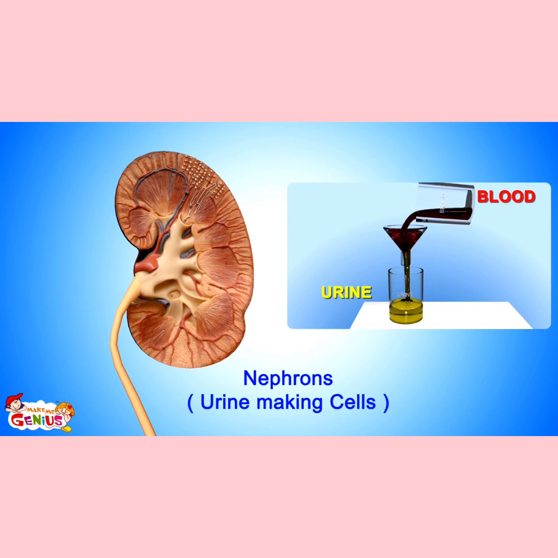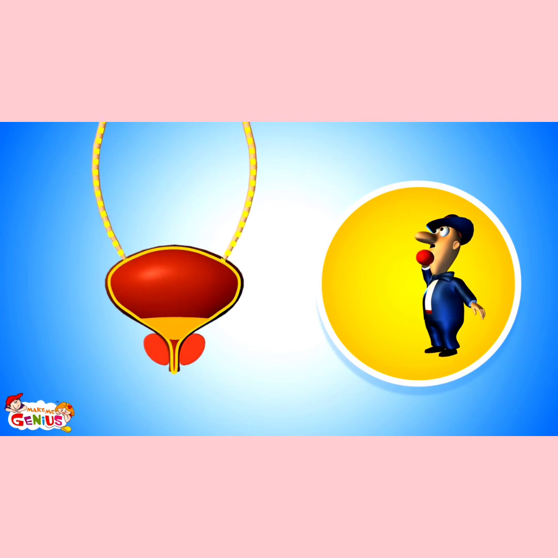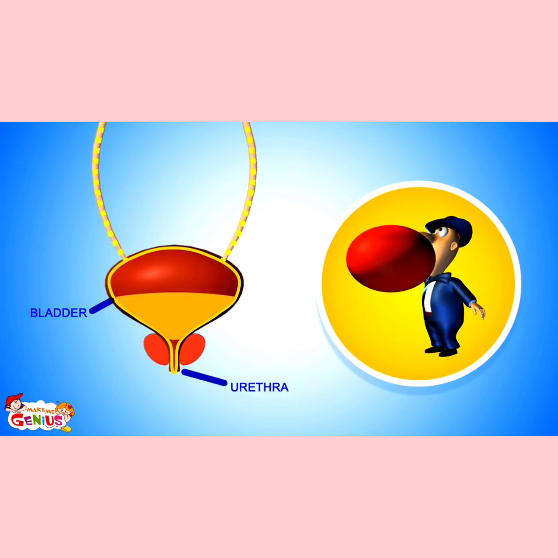From the kidney, this urine goes into 2 very thin tubes. These tubes are called ureters. From the ureters, it goes into a balloon-like organ called the bladder. When the bladder becomes full, then you feel like going to the washroom to pee. From the bladder, it passes out of the body through a part called the urethra.